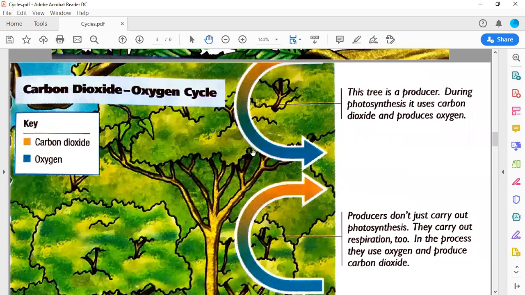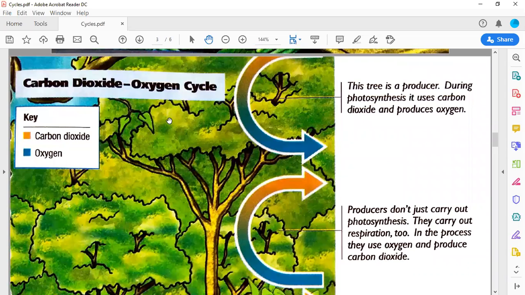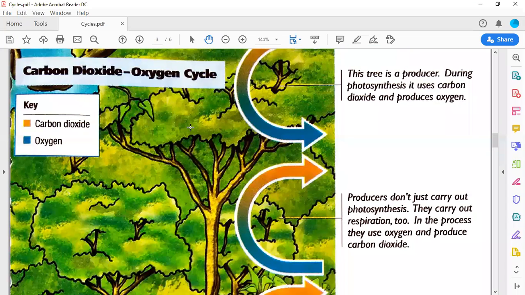Okay. As you may see in this picture, it's representing the carbon dioxide oxygen cycle because both things are related, right? The carbon dioxide and the oxygen. So we have a key over here.